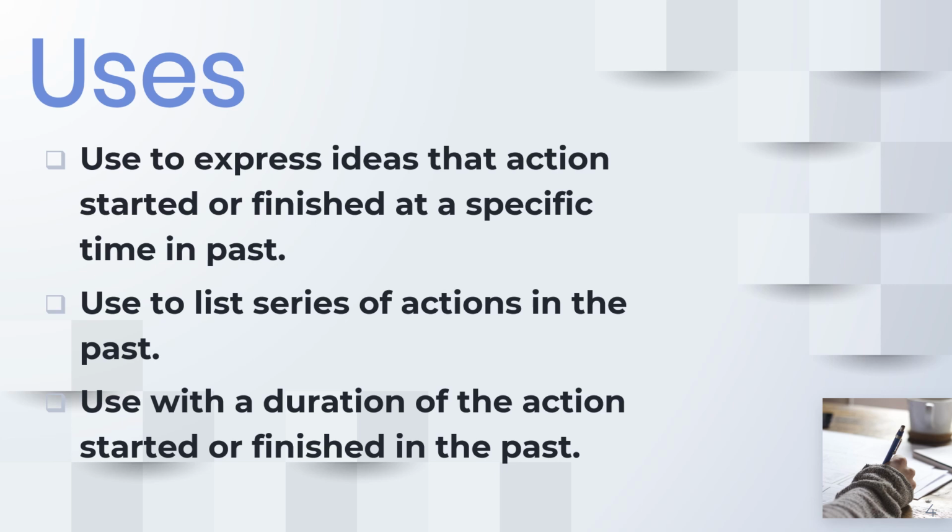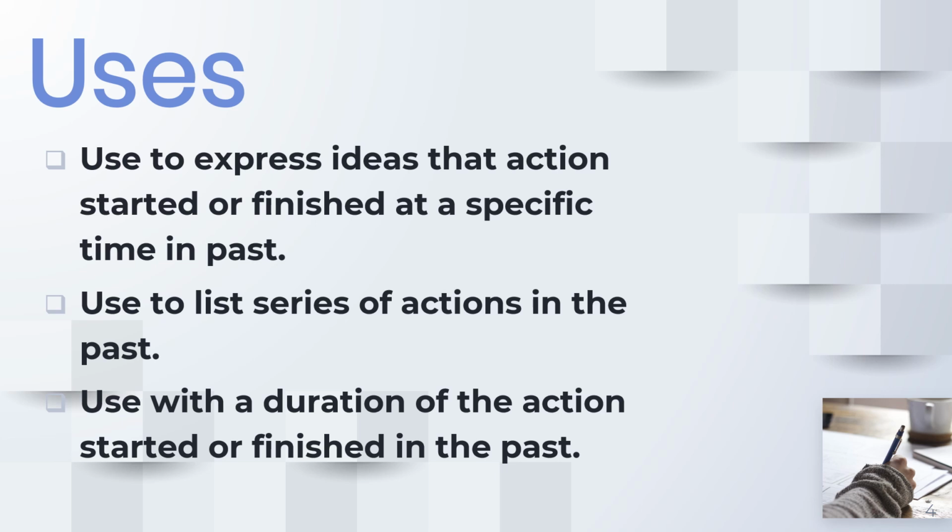Now, we use it to list a series of actions in the past. For example, he arrived from the airport at 9, checked in at the hotel at 11, and met staff members at 12. Now, he has done three actions: arrived, checked, and met. So we have used past tense to list a series of actions in the past.